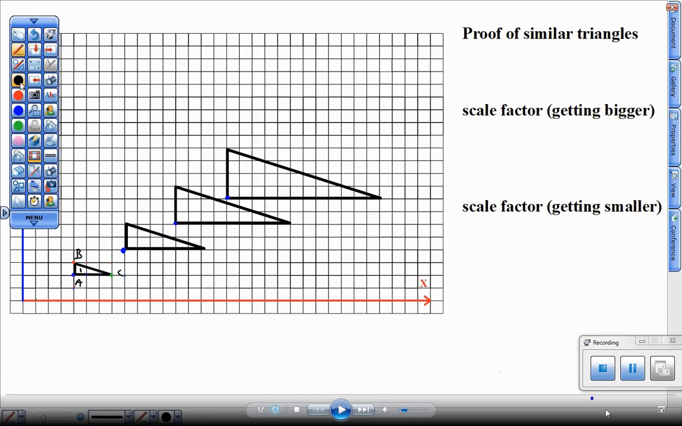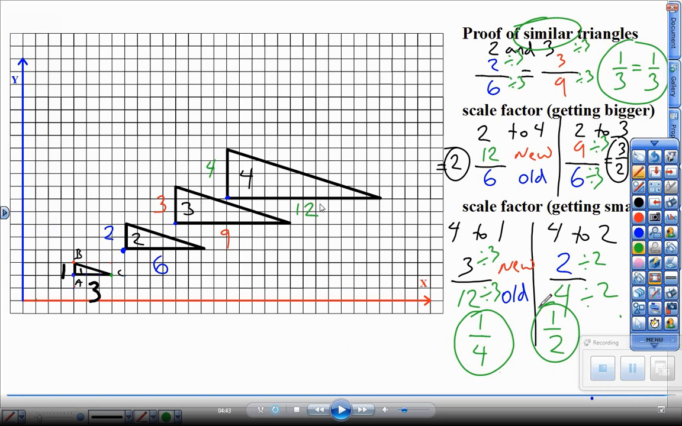12 times a half, if I go back to that. 12 times a half is 12 divided by 2, that's 6. 4 times a half, that's 4 divided by 2, that's 2. Going down here, 12 times a fourth is 12 divided by 4 is 3. 4 times a fourth is 4 divided by 4, that's 1. Going the other way, 3 to 12, scale factor is 4. 3 times 4 is 12. 1 times 4 is 4. Got to understand that.